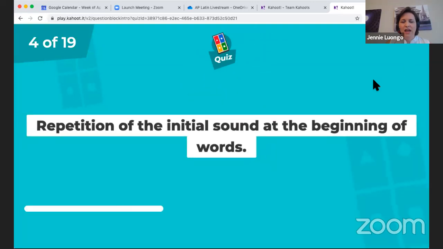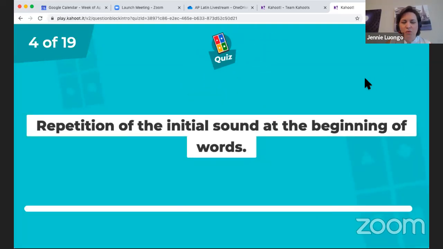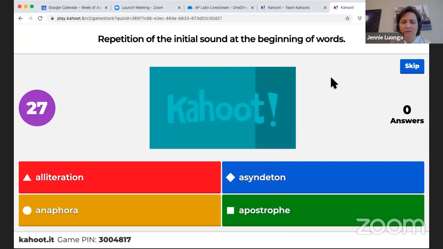All right. So now, instead of a repetition of a whole word, we're going for the repetition of the initial sound at the beginning of words.